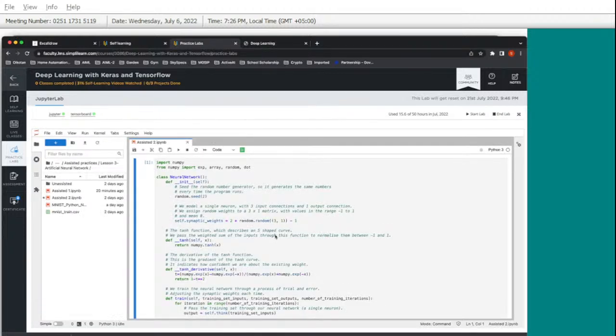Okay. Shall we do this? Assisted 2. Assisted 2 is also something we can do together, right? What are the files to upload? Okay, that's interesting.